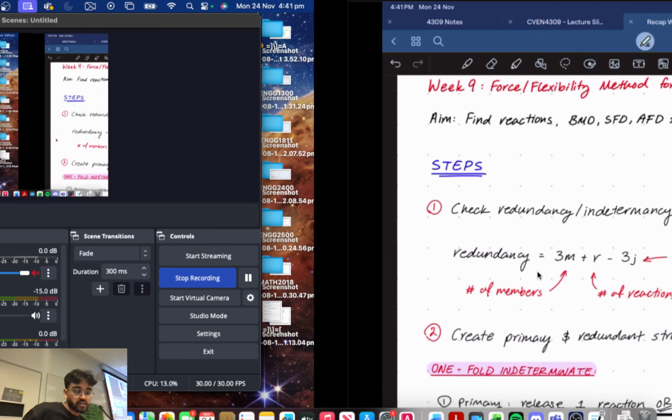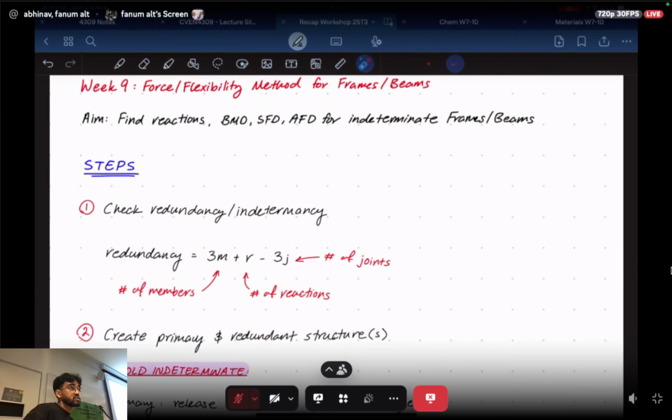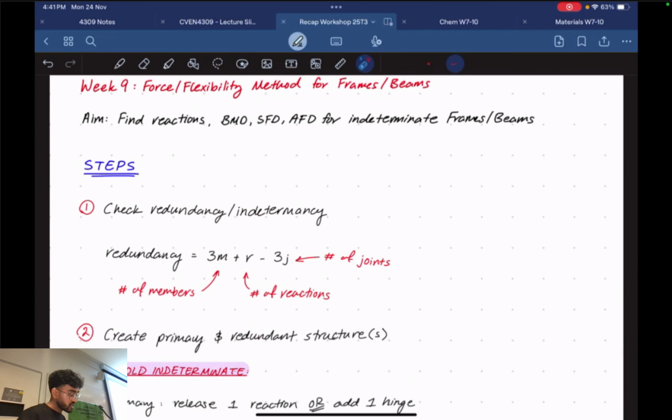Is it still recording? Yep. 3m plus r minus 3j. So your members, your reactions, and your joints. Same as before. Alright? Second step is also the same. Alright? Pretty much all the steps are the same as earlier, except for the last few.